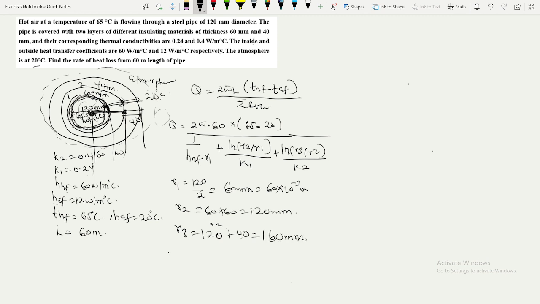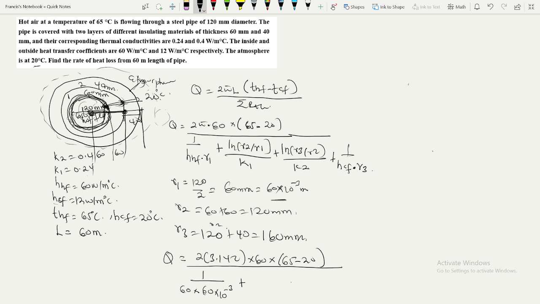So the rest is change of subject. Our Q is equal to 2 times 3.142 times 60 multiplying 65 minus 20, all over 1 over HHF times R1, plus 1 over HCF multiplied by R3, because this one loses heat from this point to the atmosphere, so it uses the outside radius. So our HHF is 60 multiplied by R1, supposed to be in meters, so 60 times 10 to the power minus 3, plus ln R2 over R1. Because it's a ratio, you don't even have to convert into meters.